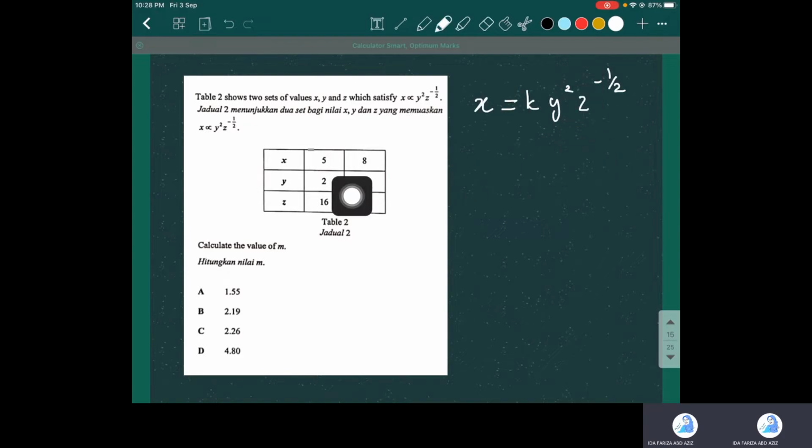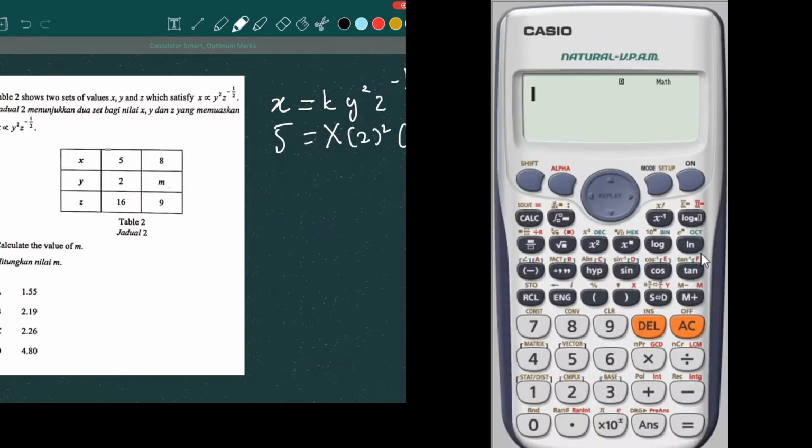X kita akan masukkan 5. K tu tinggal sebagai X lah dalam kalkulator nanti kita akan tinggal sebagai X tau. Okay, this one X. Y square is 2 square, sebab Y kita 2. Z kita 16. So, sini letak je 16, power of negative 1/2. Okay, so now let's take out our calculator dan teacher akan insertkan benda ni dalam kalkulator kita untuk dapatkan the value of X. Ataupun X ni kita nak cari kita punya value of K. Constant kita berapa.